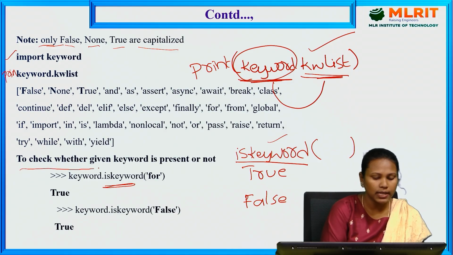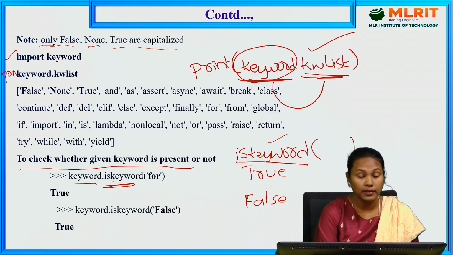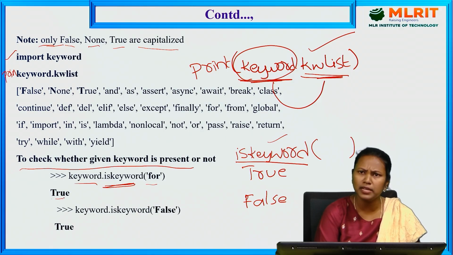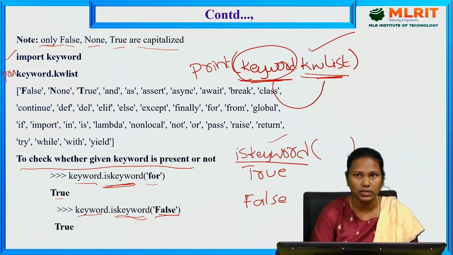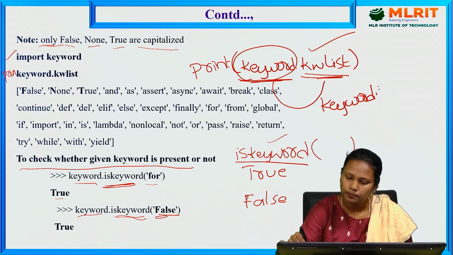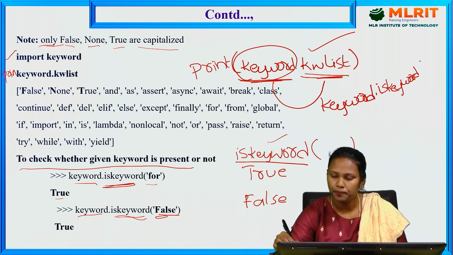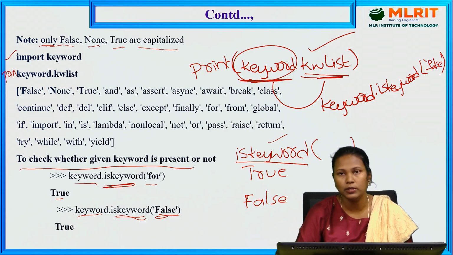So, to check whether the given keyword is present or not, we use keyword.iskeyword. It checks whether it is in the list or not, and displays a boolean value, True or False, or 1 or 0. So, for "is", which is a keyword, it displays True. Next one, keyword.iskeyword of "false". For example, I am writing like this: keyword.iskeyword("false"). Will it show True or False?